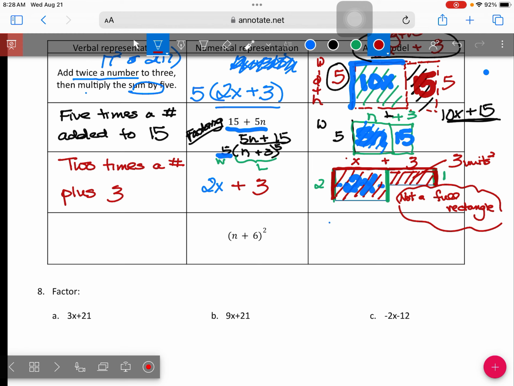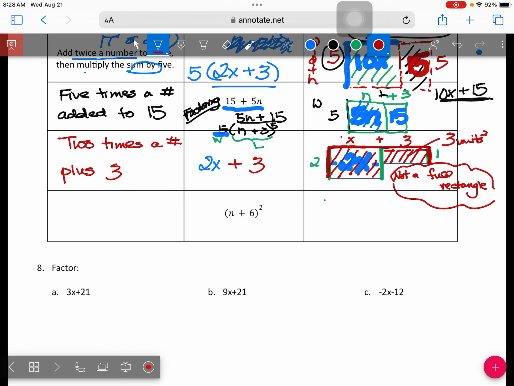All right, the last one: n plus 6, that quantity squared. N plus 6, quantity squared. So what kind of a figure is that going to come up with here? Or do you want to do the wording first? I just kind of said it, didn't I?